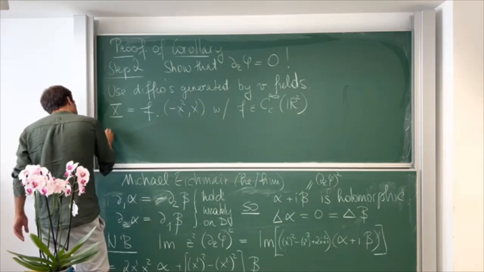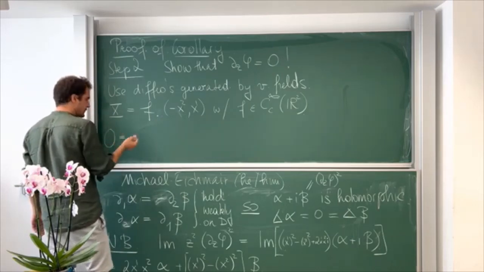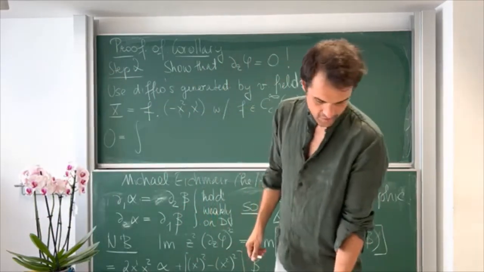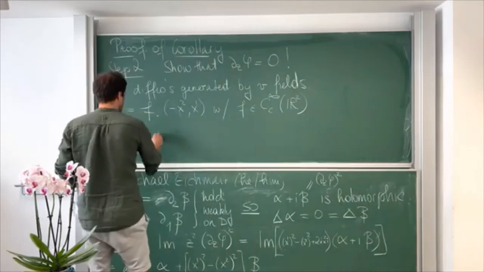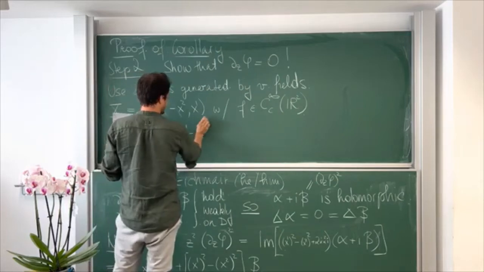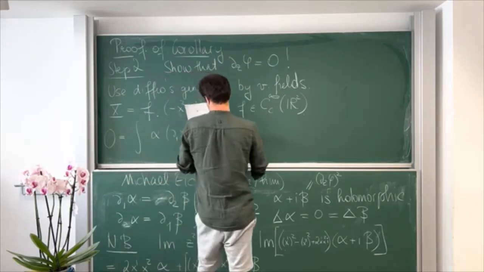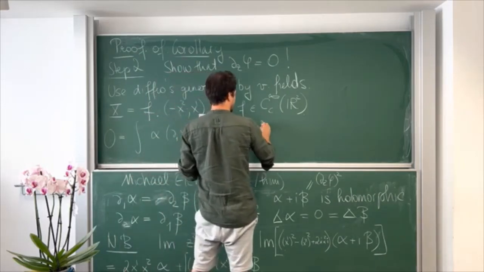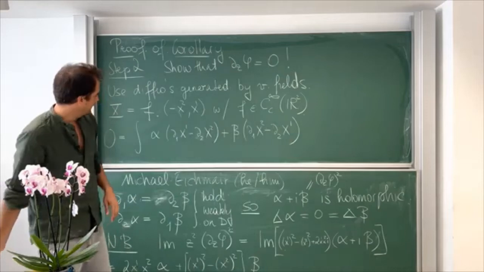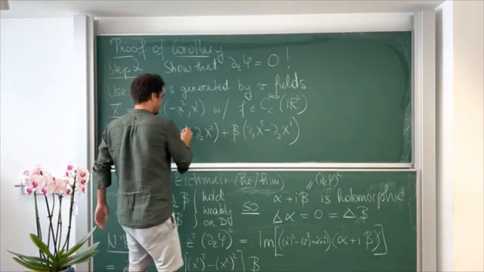So we know that 0 is equal to, so this is from our lemma, the integral, and I'm going to copy the same expression that we had before. So alpha times partial 1 x1 minus partial 2 x2, plus beta times partial 1 x2 minus partial 2 x1. Okay, so this is the formula that we've already seen.